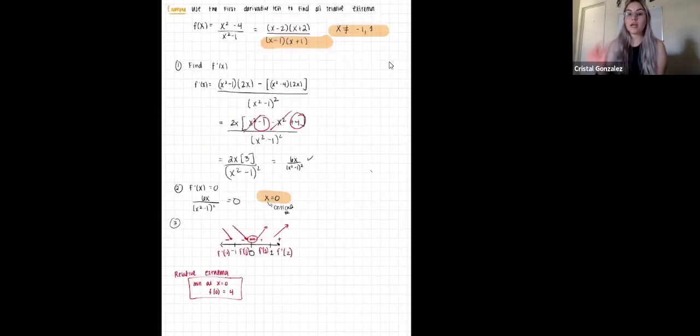So for the next video, I decided to separate them just because the section's a little long. We're going to be talking about concavity, which also has to do with the shape of our graph. And we're also going to learn what's called the second derivative test to find our relative extrema.